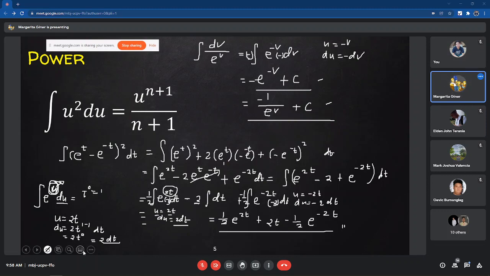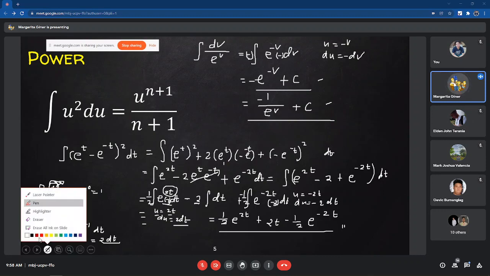Okay? So, since there is a 2 there, we need to say you also multiply by its reciprocal. Multiply it also by the reciprocal. Okay, sige.